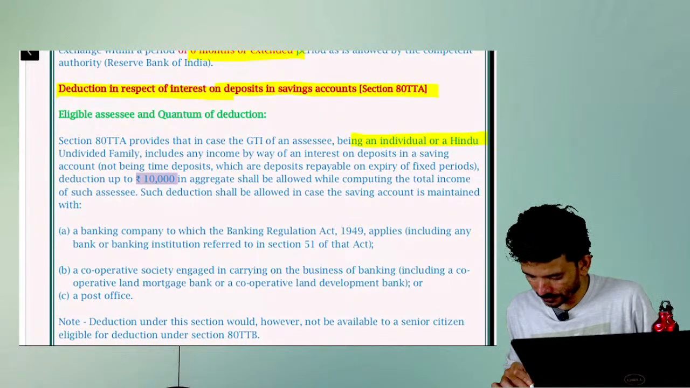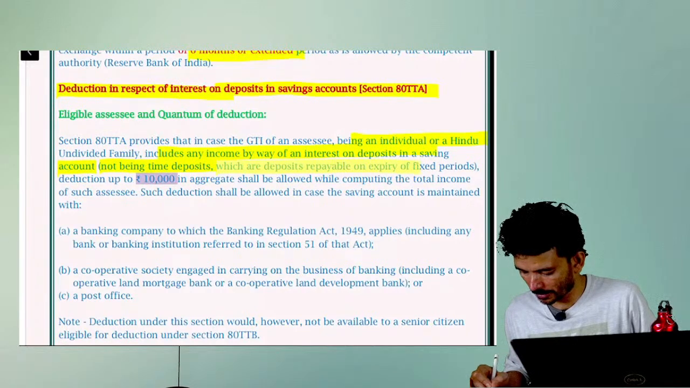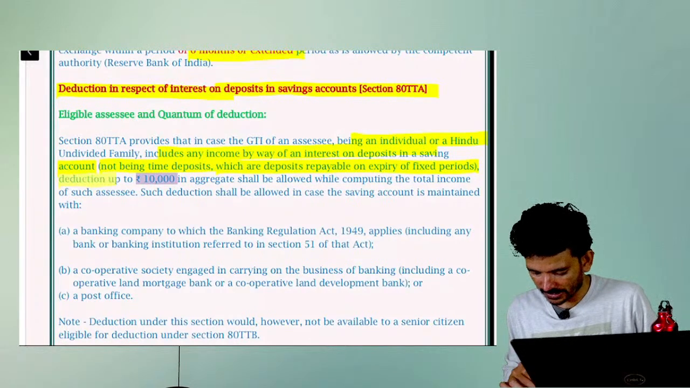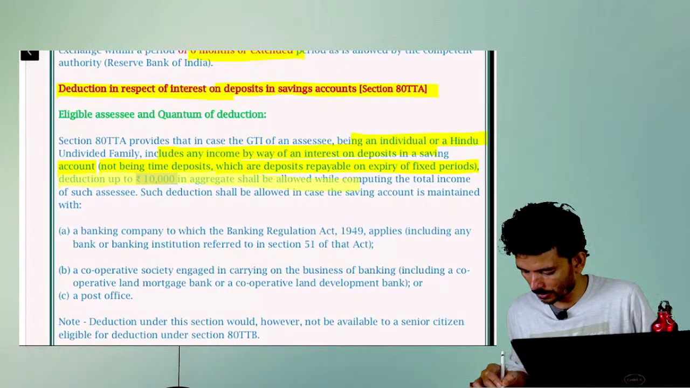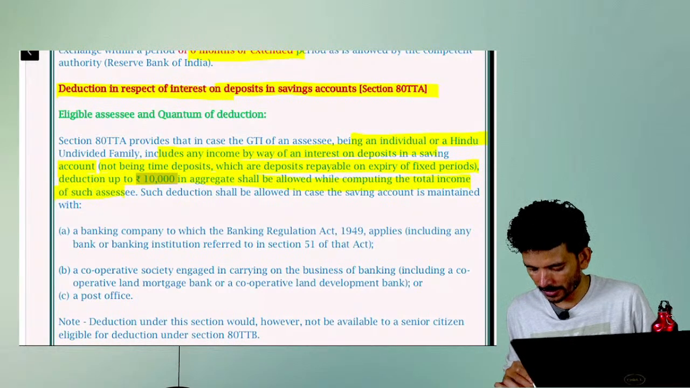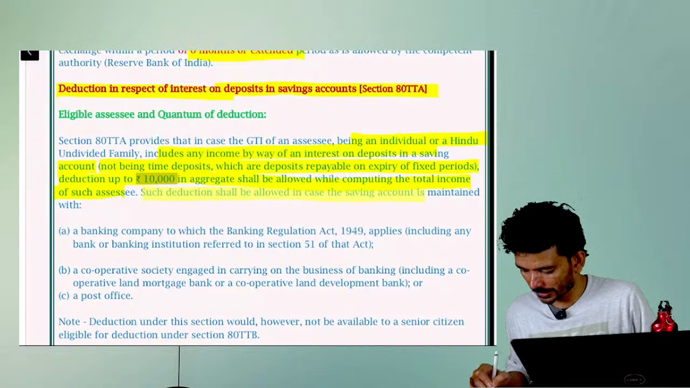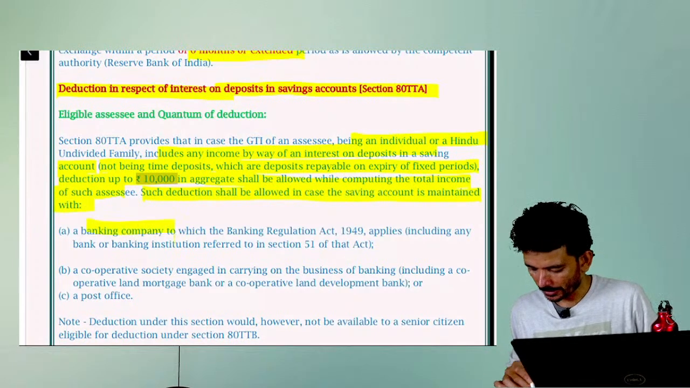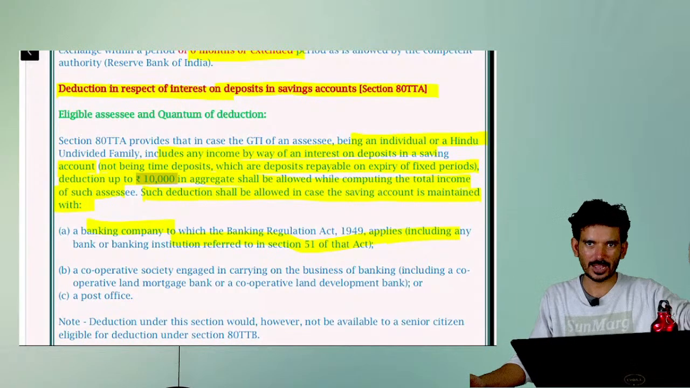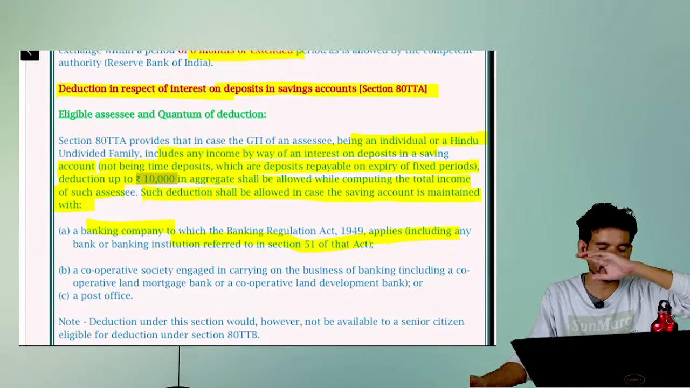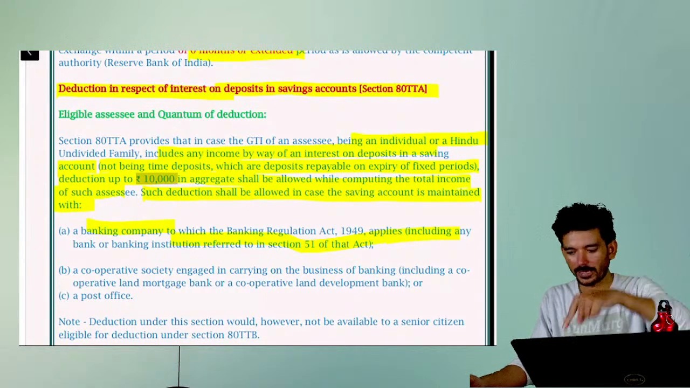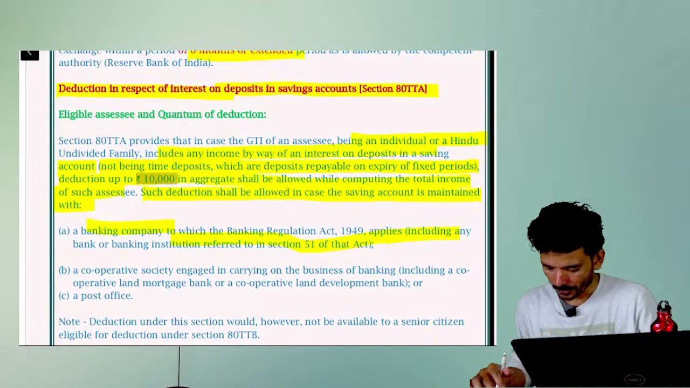When you are an individual or HUF, any income by way of interest on deposits in a saving account, not being a time deposit, which are deposits repayable on expiry of fixed period, a deduction of 10,000 in aggregate shall be allowed in computing the total income of such assessee. Such deduction shall be allowed in case of savings account maintained with a banking company and all. Simply when you are having a saving account and the bank is paying you some interest, you will claim it under 80TTA. How much? 10,000.